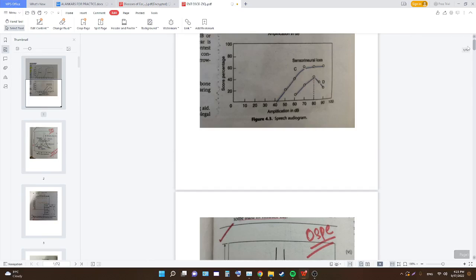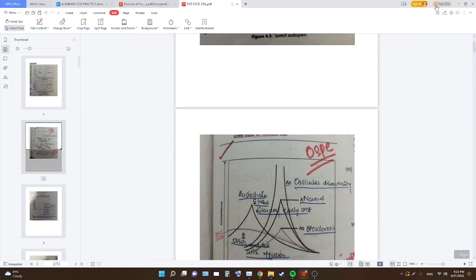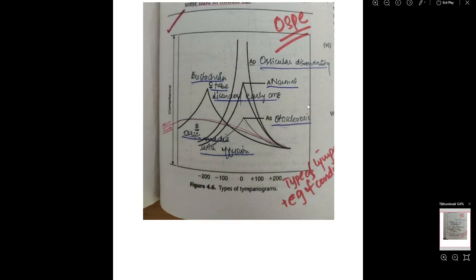Okay, let's see. So we'll see some diseases. Type C can be due to eustachian tube dysfunction. B can be due to otitis media with effusion or ASOM. AS can be due to otosclerosis. Okay, AD can be due to ossicular discontinuity. Okay, this is again the same thing.